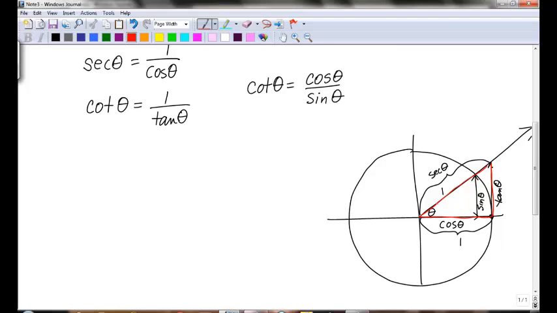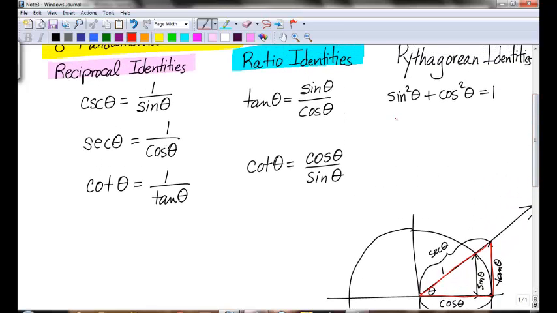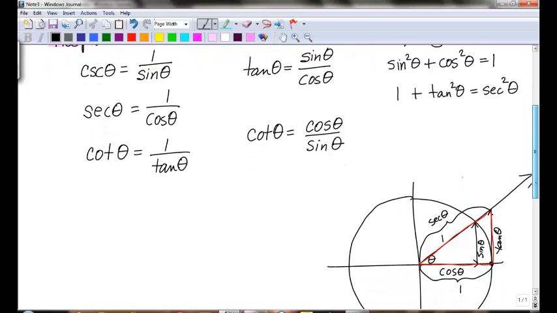Pythagorean. Okay, 1 squared plus tangent squared equals secant squared. So they're going to write it 1 plus tangent squared theta equals secant squared theta. Okay, and that's the second Pythagorean identity. And this all works because we're in a unit circle that's a radius of 1.